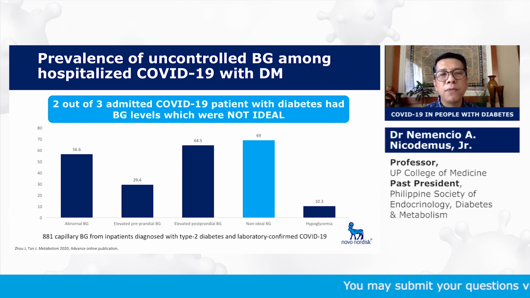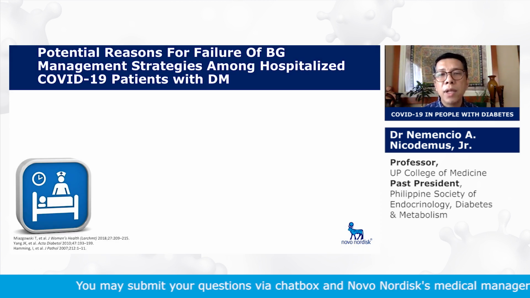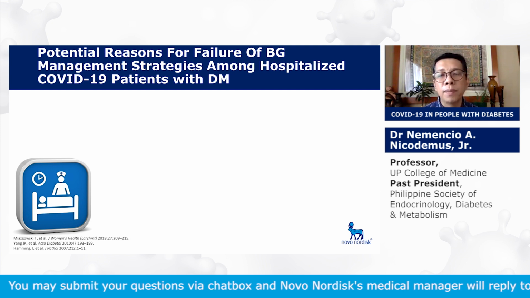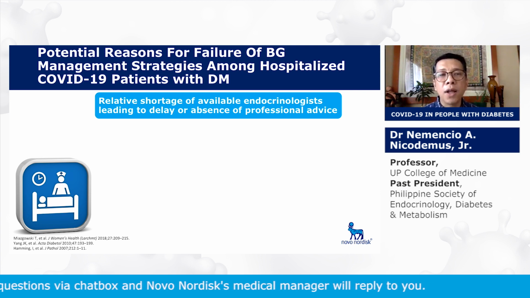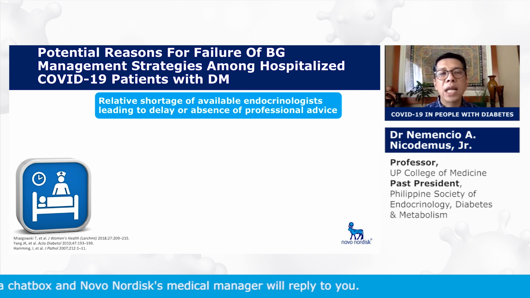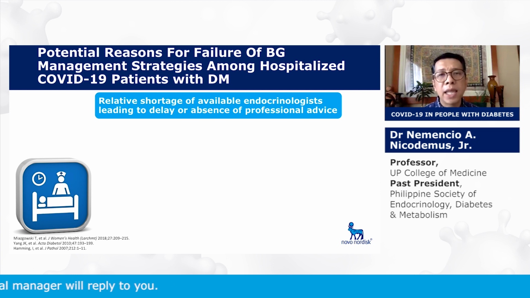How come we have this very sad reality of uncontrolled blood glucoses among our hospitalized COVID-19 patients with diabetes? Several potential reasons have been put forth, and these include the relative shortage of available endocrinologists that now, of course, lead to a delay or absence of professional advice. We all know that there are now several centers that have become COVID centers or even referral centers that may not have endocrinologists as part of their staff.